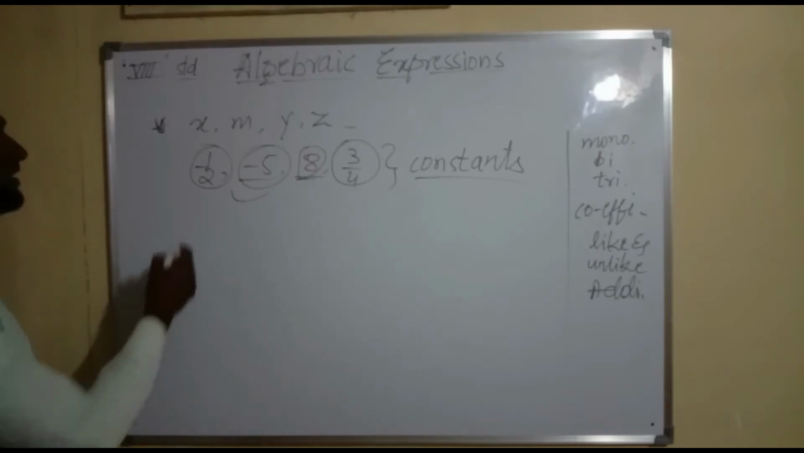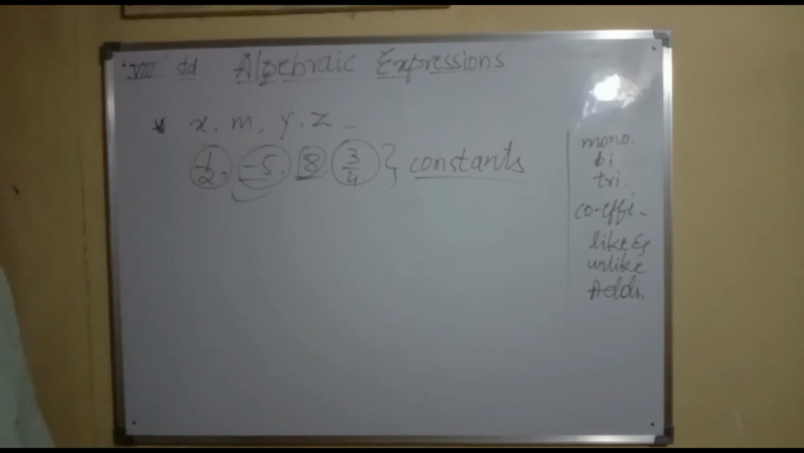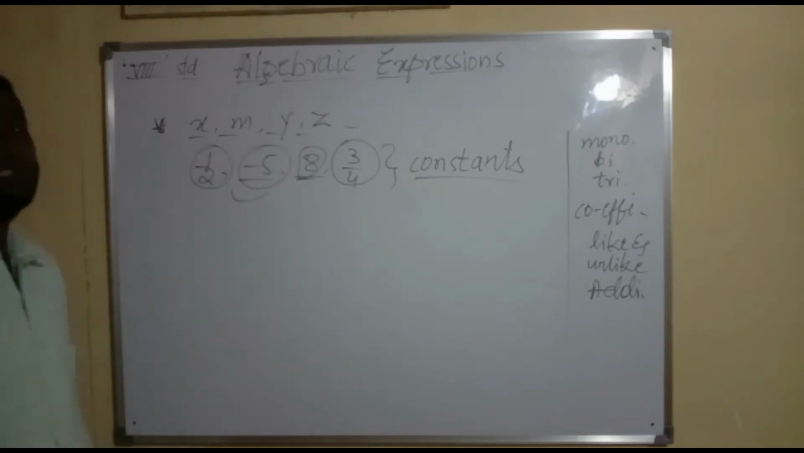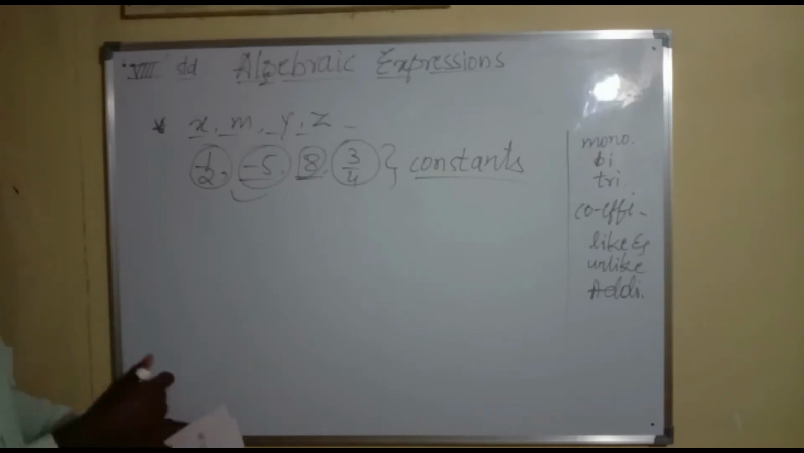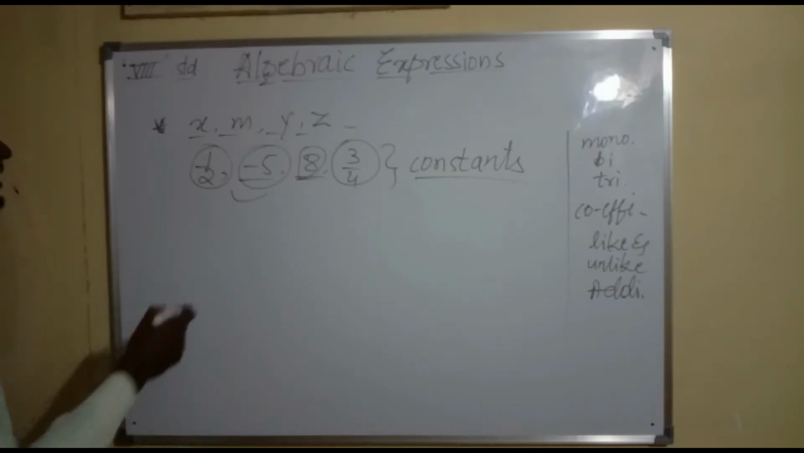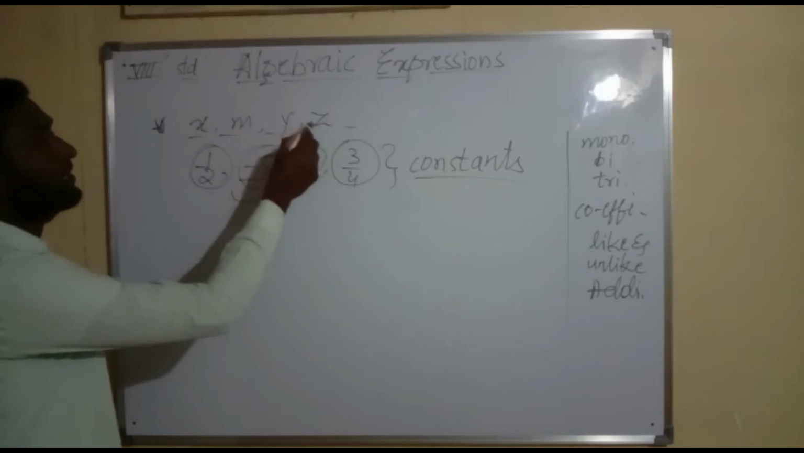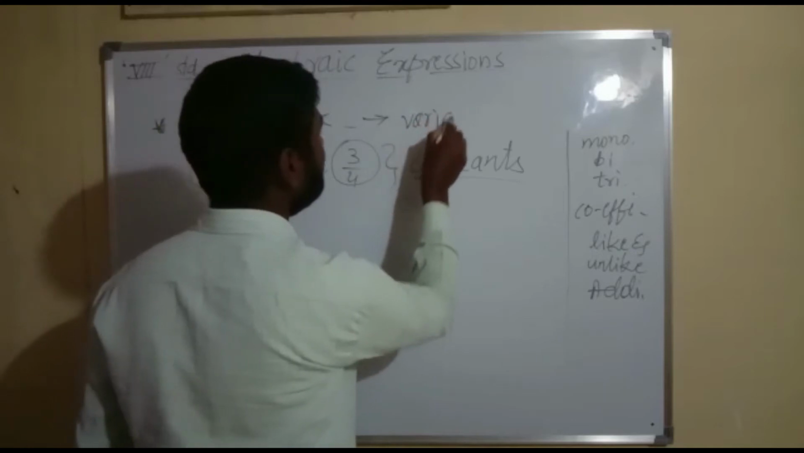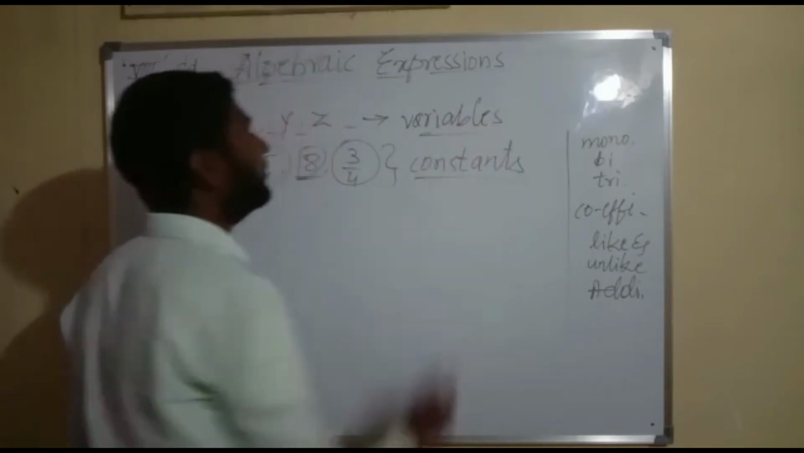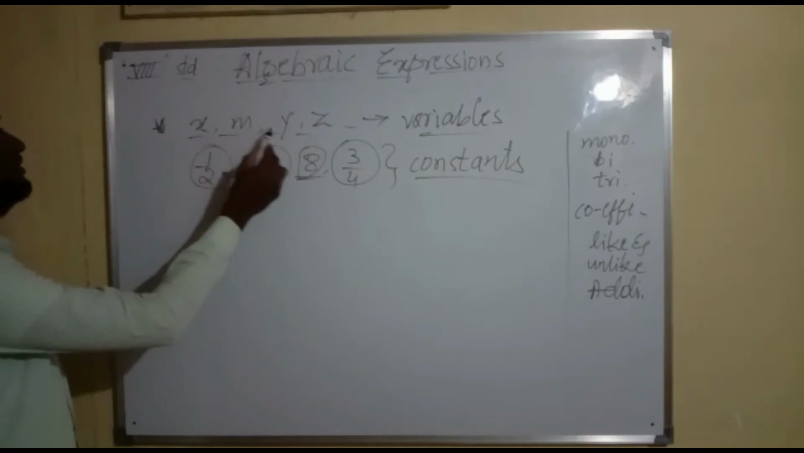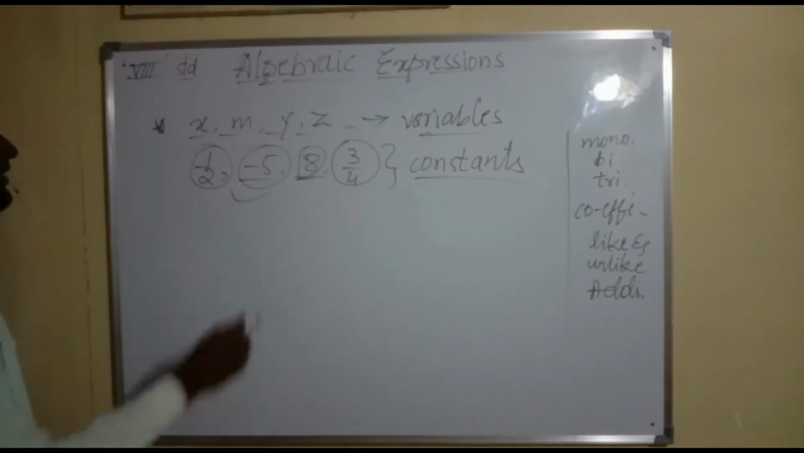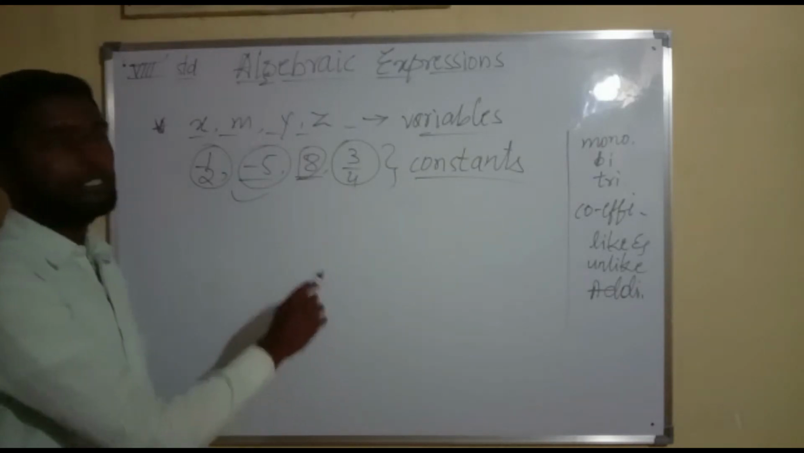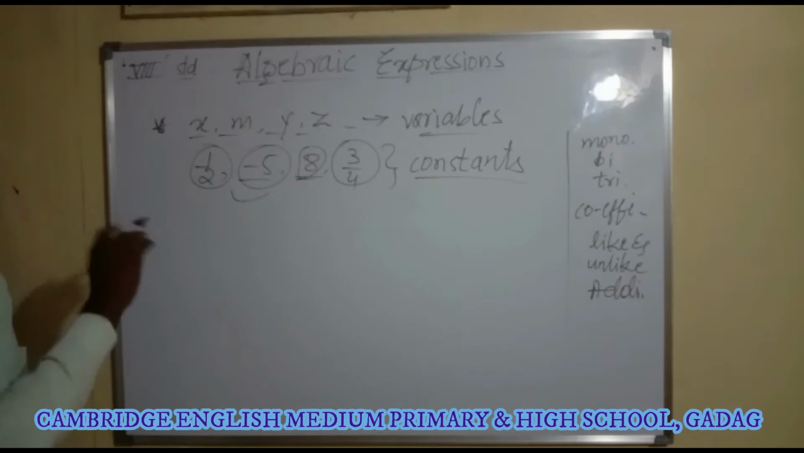On the other hand, we will use some alphabets. The value of these alphabets in mathematics keeps on changing. It is altered, it is changeable. That's why these symbols in mathematics are called variables, because the value of these alphabets keeps on changing. Here the value of the numerical symbols doesn't change, it remains unaltered.